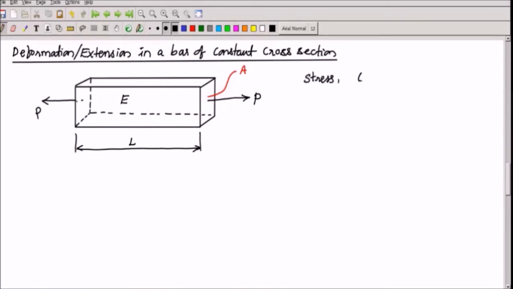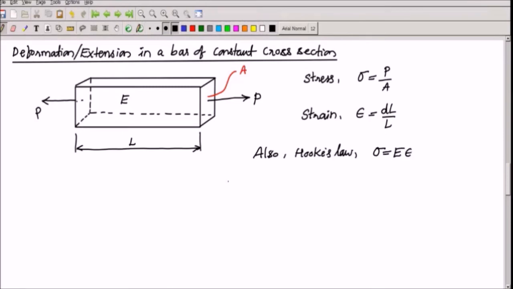By definition, stress sigma is equal to P by A. P is the applied load, normal load, and A is the normal area of cross section. Stress is defined like this. Now, what is strain? The definition of strain is epsilon equal to dl by L, change in length by original length. So this is longitudinal strain. Also, we have Hooke's law: sigma is equal to E into epsilon. E is the Young's modulus.